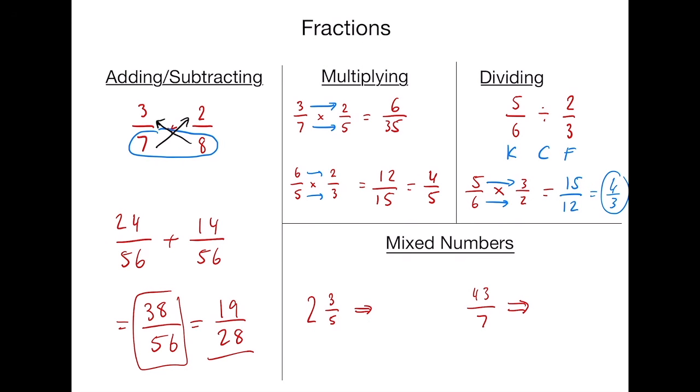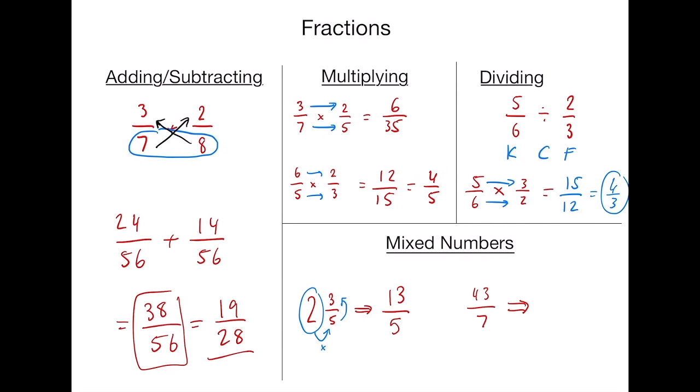Another part of fractions is using mixed numbers. Now, converting from a mixed number into a normal fraction, there is a fairly straightforward method. We take the big number, multiply it by the bottom number, and then add whatever's on top. That's going to be our top number. So 2 times 5 makes 10, add 3 we get 13, and the bottom number always stays the same, so that's just going to be 5 in this case.